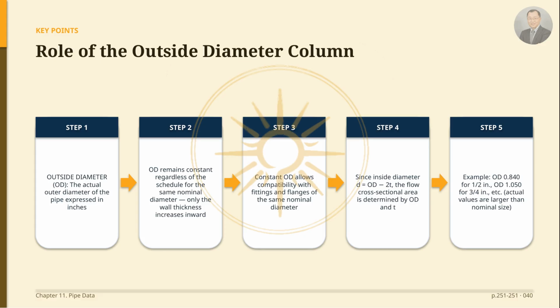This slide is a table summarizing the role and principles of the outside diameter column, which represents the actual outer diameter of the pipe. The key point is that within the same nominal diameter, the outside diameter remains constant regardless of the schedule, ensuring compatibility with fittings or flanges. For example, the outside diameter of a half-inch pipe is 0.840 inches, which is set larger than the nominal figure.